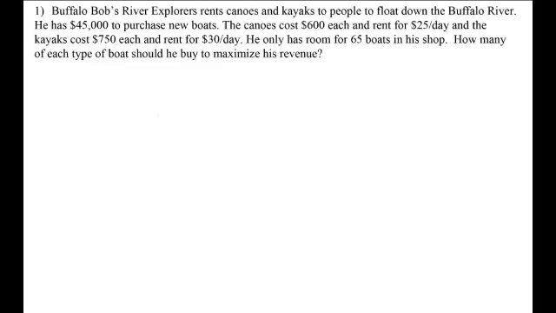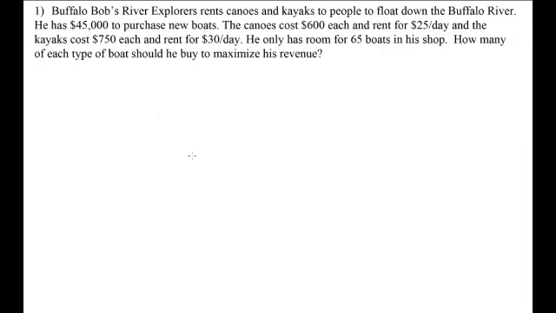For this problem, we're just going to be looking at how to set up a couple of word problems. So the first thing we want to do for any sort of word problem is determine what our variables are. In this case, we're looking at Buffalo Bob, who rents canoes and kayaks, and he's got some money to buy some new boats. We've got the price of those boats and the amount he rents them for, and he's got just a little bit more room in his shop. We want to know how many of each boat he should buy to maximize revenue.